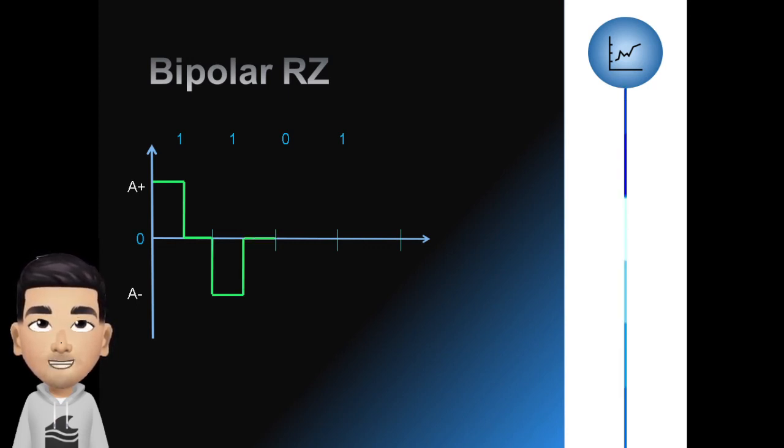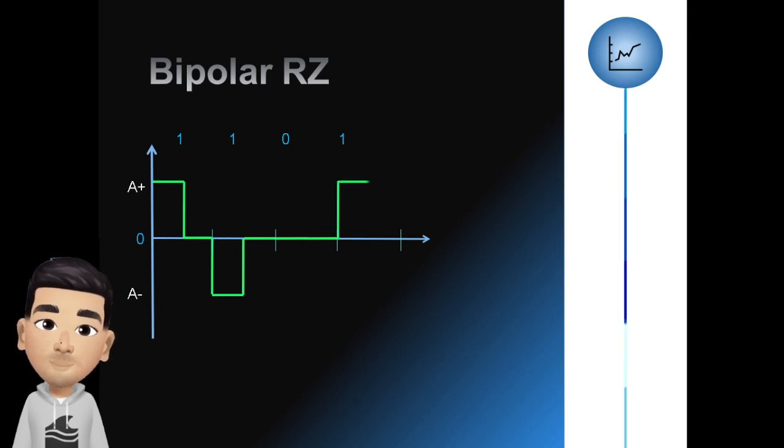Since our next data is 0, the signal will go from 0 to 0 for half of the cycle, then complete its other half of the cycle from 0. Next we have 1, and since we have the previous signal in A negative, the next one will be A positive. So the signal will rise from 0 to A positive, then complete its half of the cycle, then go down to 0 to complete its other half of the cycle.